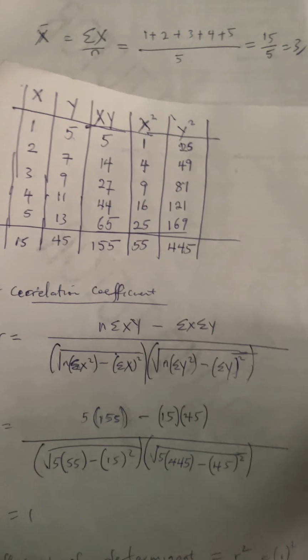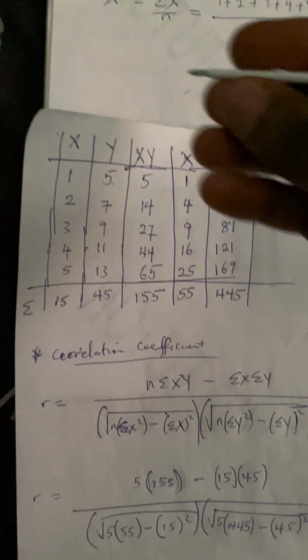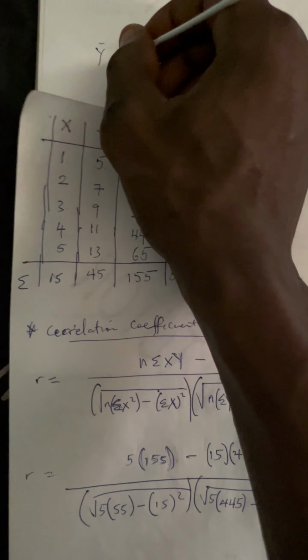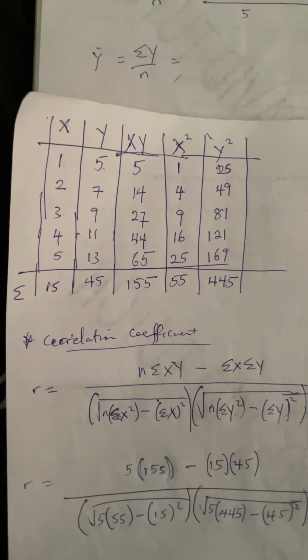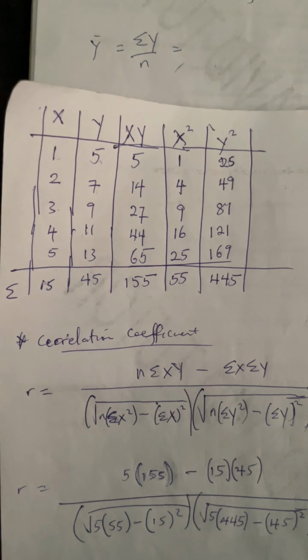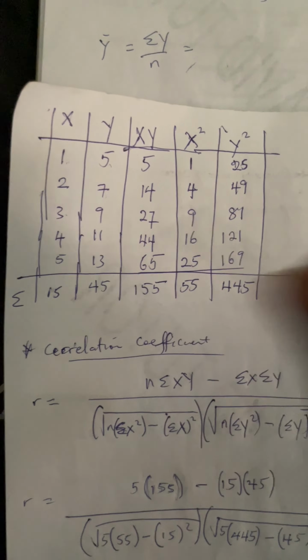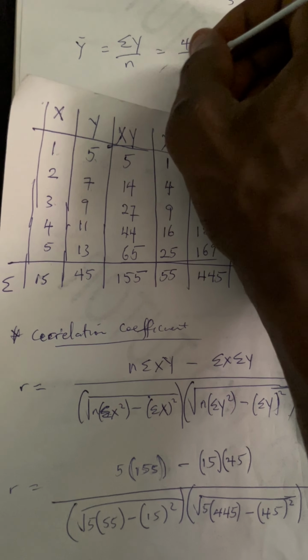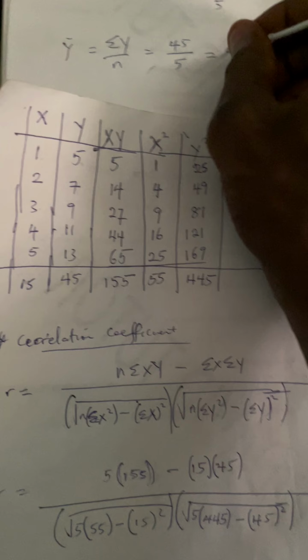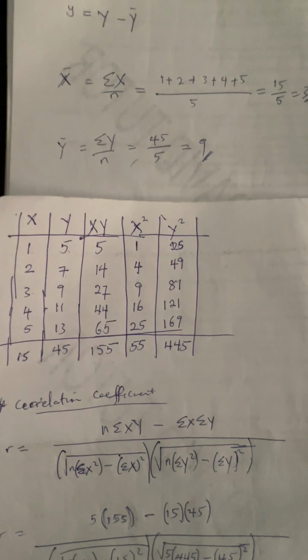Yeah. So the same thing applicable to y. So if we want to do y bar, y bar will be summation y over n. So I don't need to sum it again because we already have all the summation of y here. And the answer is 45. So that will be 45 over the number of n, which is 5. And the answer is what? Is 9. Now, this is how to do this.